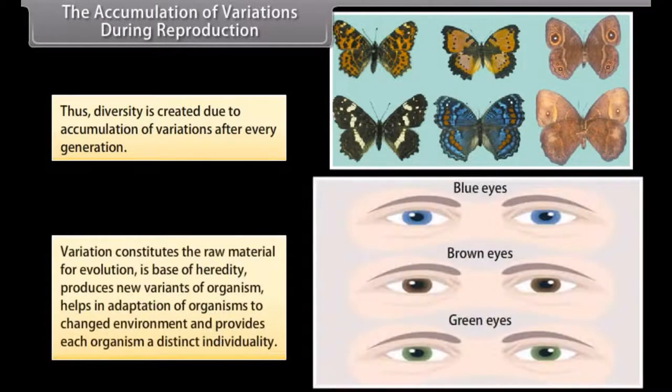Variation constitutes the raw material for evolution, is the base of heredity, produces new variants of organisms, helps in adaptation of organisms to changed environment, and provides each organism a distinct individuality.